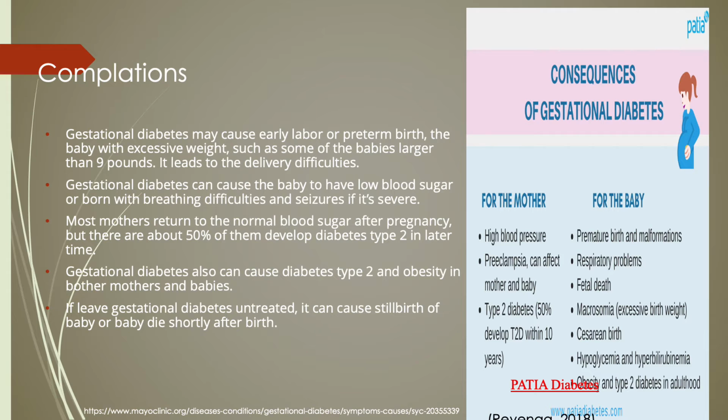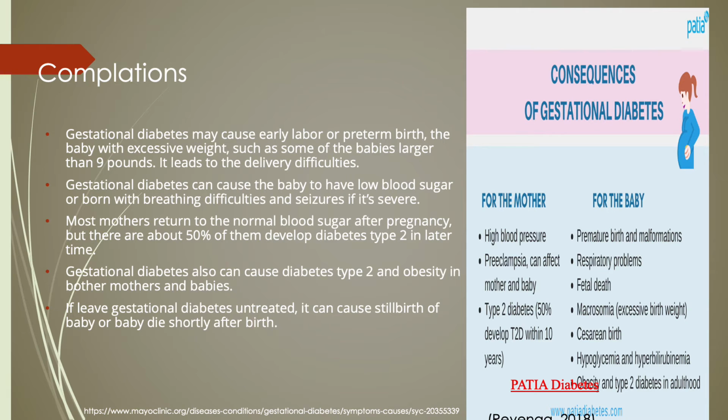So, what are the complications? The complications can be so severe, that's why it's so important to get detected and treated early if you actually have the disease. Gestational diabetes may cause early labor or preterm birth. A baby with excessive weight, such as larger than 9 pounds, will cause delivery difficulties. It can also cause the baby to have low blood sugar or be born with breathing difficulties, even seizures if it's severe.